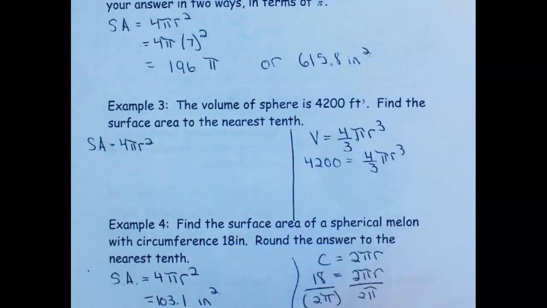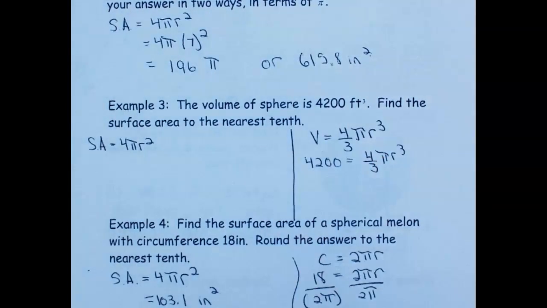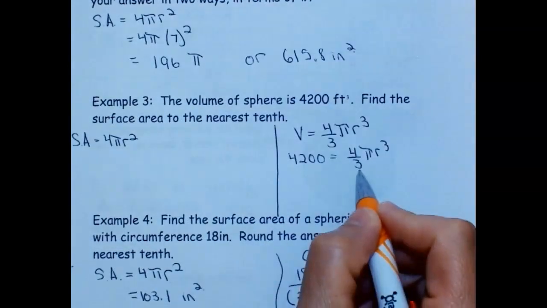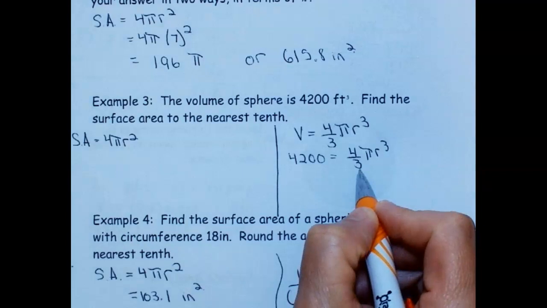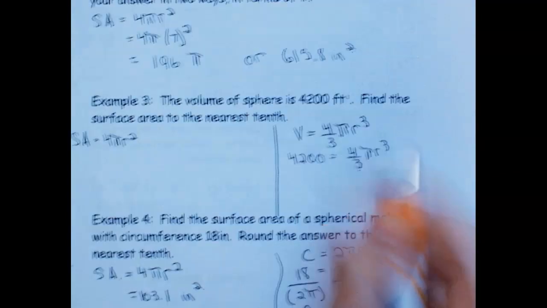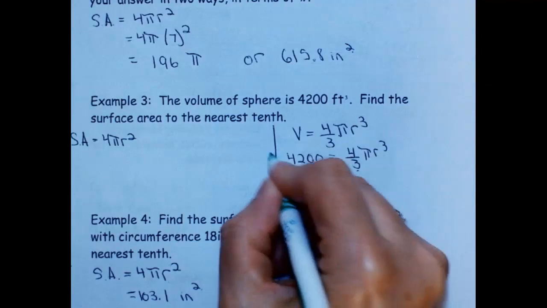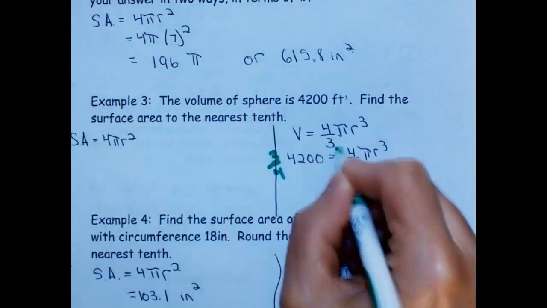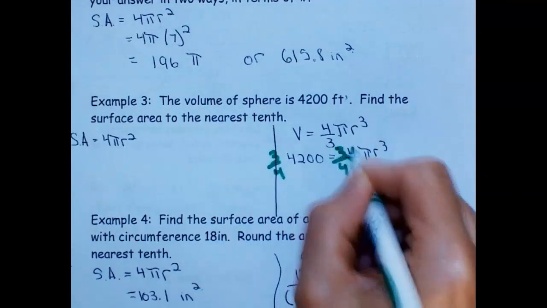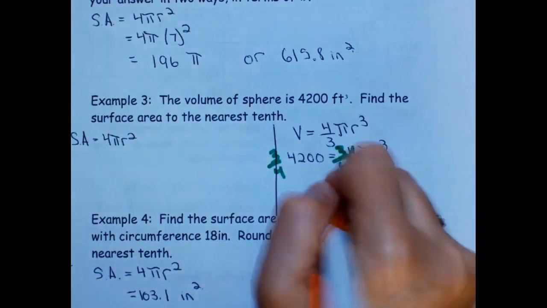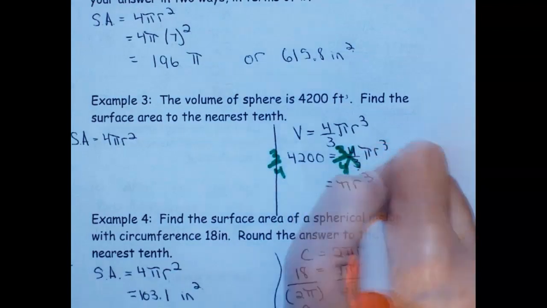We're back to some Algebra 1, and we have to go and solve this. Well, the first thing I see is I need to get rid of the 4/3. You can either divide by 4/3, or I believe most of you ended up multiplying by the reciprocal. So in other words, I'm going to multiply by 3/4 here and here. So that means all of that cancels out on that side, and we are left with pi r cubed.